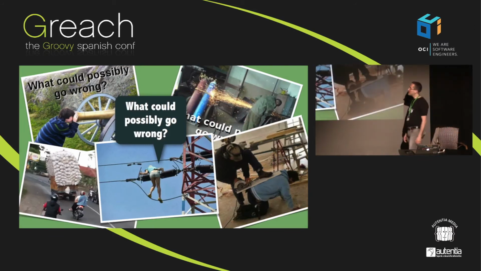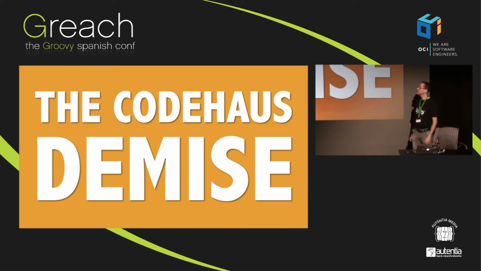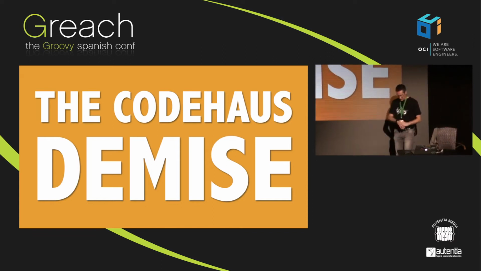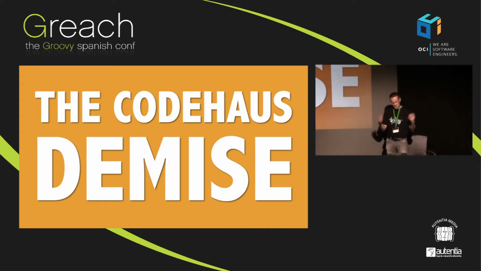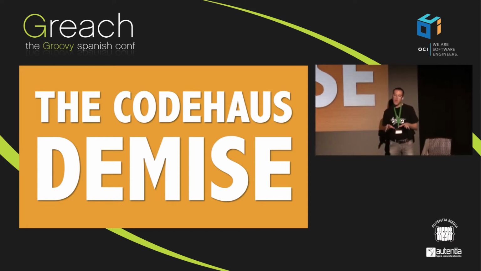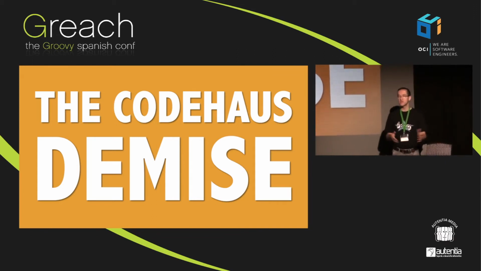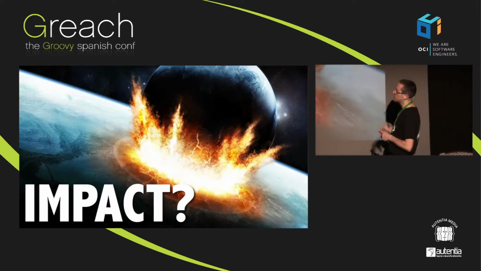So, being fired, what else could possibly go wrong? Well, the Codehaus demise, because Codehaus was going to close its doors. Our infrastructure, except the code that we had moved to GitHub, was at risk, and all the Jira issues, all the mailing lists, all the stuff we had on the Codehaus infrastructure, we had to move somewhere. So those two events combined, well, I'll come back to that.